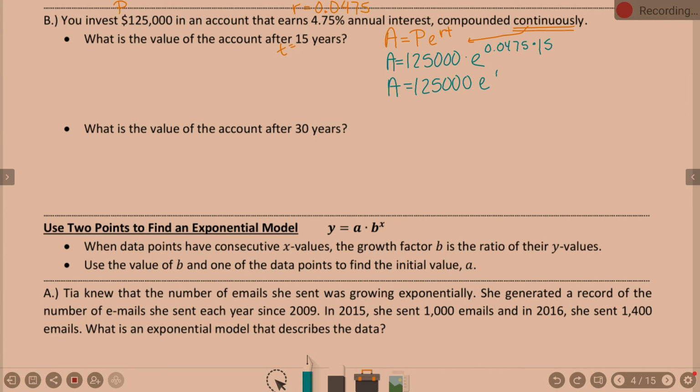Did you get a big number? Well, some big numbers are right. What was it? $254,885.32.